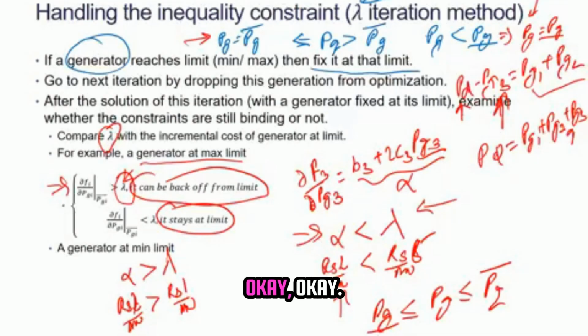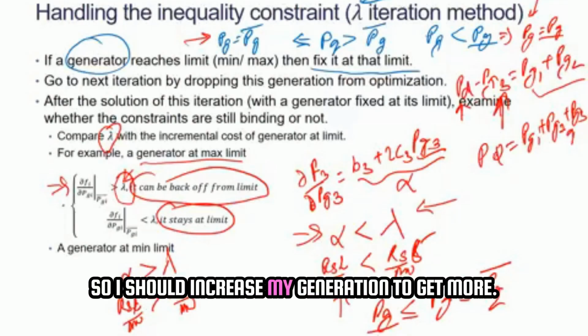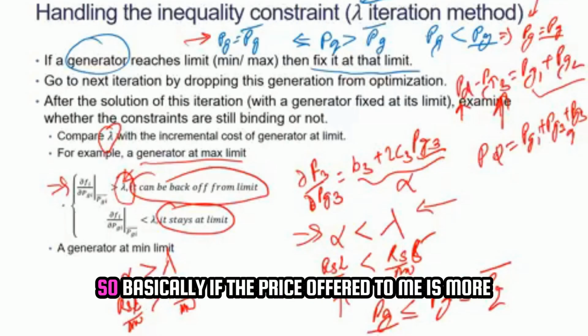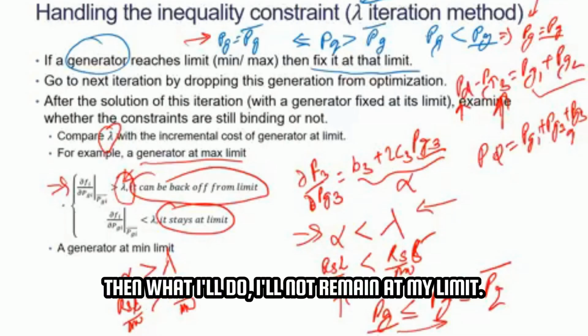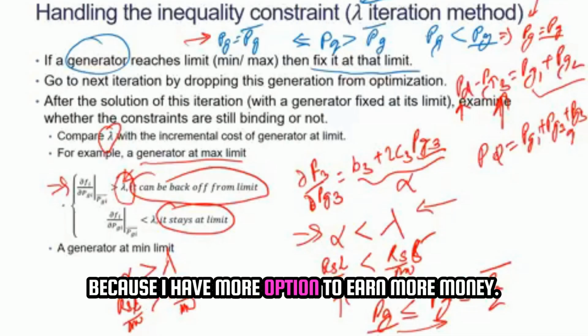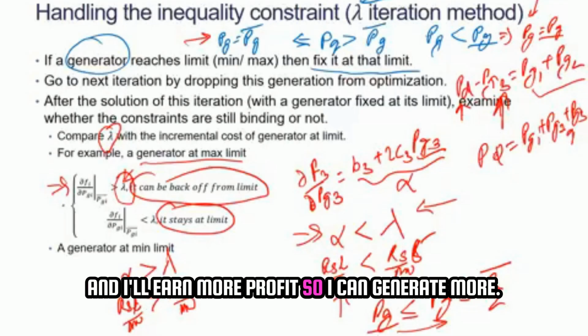Sir. Okay. No, sir, because the price offered is more, so I should increase my generation to get more profit. Yes, exactly. So basically, if the price offered to me is more and I have a margin to generate more, then I'll not remain at my limit. I'll say, okay, now increase my generation because I have more option to earn more money. So I'll generate more and I'll earn more profit. So I can generate more.